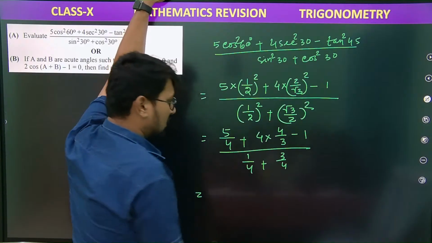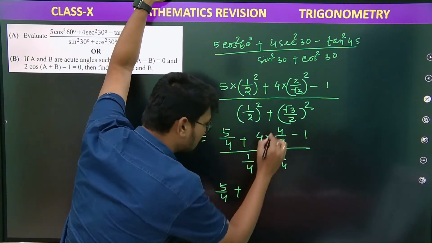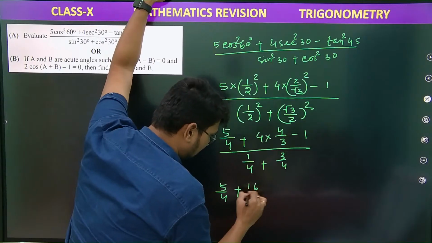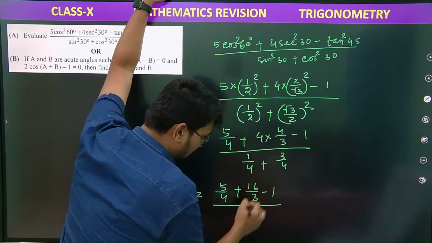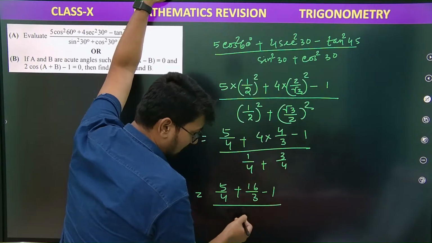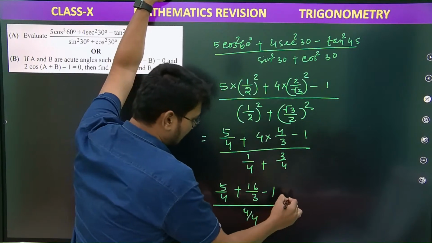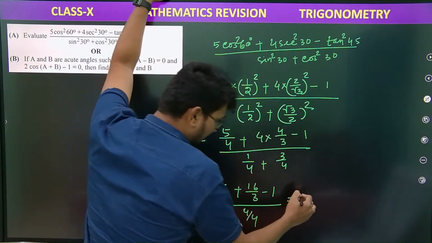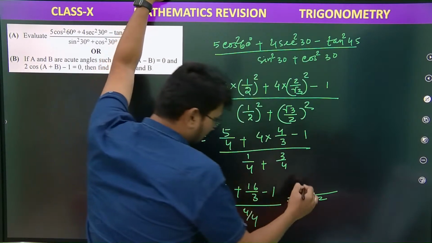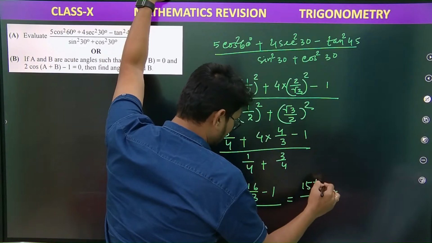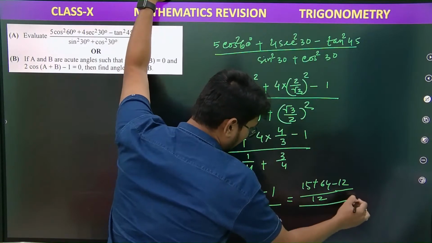Done everyone. Chalo, look here. Tell me what is the answer. 5 by 4 plus 4 times 4 by 3, that is 16 by 3, minus 1, whole divided by 1 plus 3 by 4, right? We can write directly 4 by 4. And hence, what is the LCM? On numerator it is 12. Done. So 12 means 15 plus 64 minus 12, right, everyone, whole divided by 1.